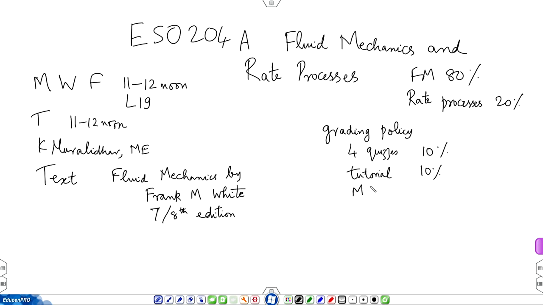Mid semester will be 30% and final 50%. The final is a 3-hour exam, mid semester is a 2-hour exam. Quizzes will be 20 minutes each, to be held during the tutorial.